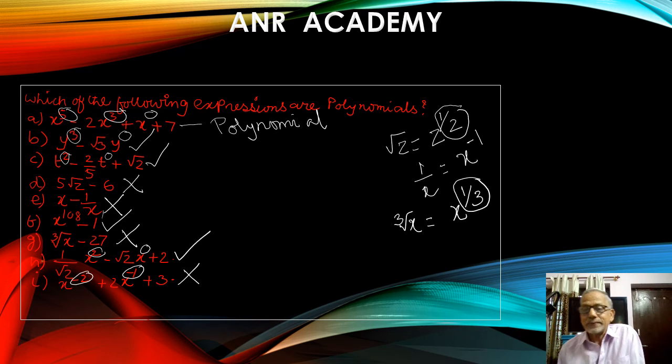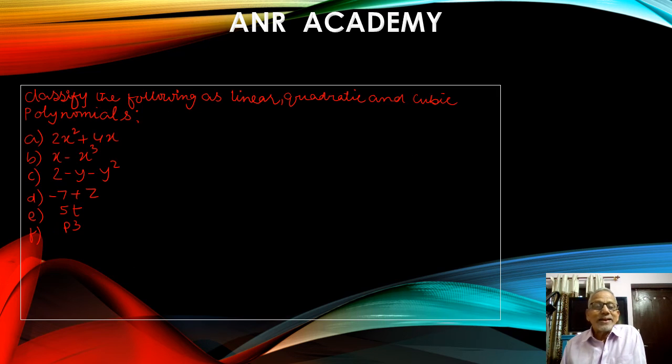I think you understood how to identify whether a given algebraic expression is a polynomial or not. The simple test is to see the power of the variable. If the power of the variable is a non-negative integer, then only the given expression will be a polynomial. Now let us go to another sum.